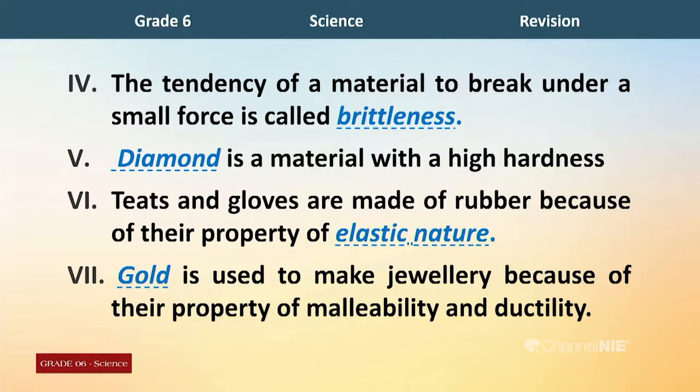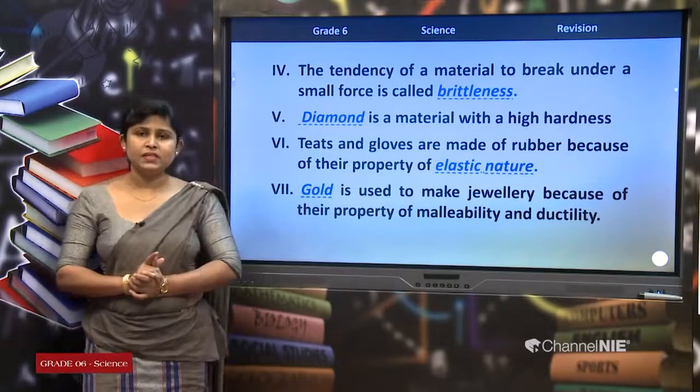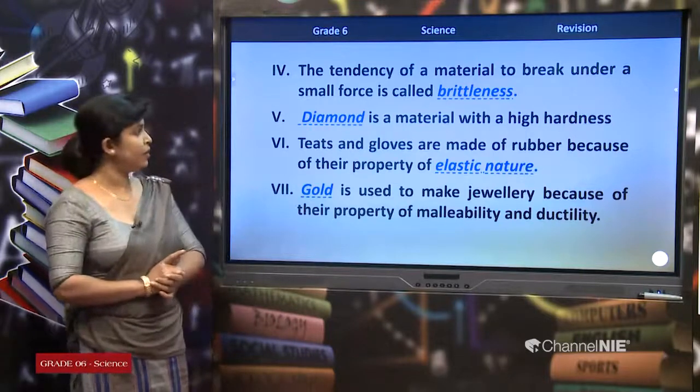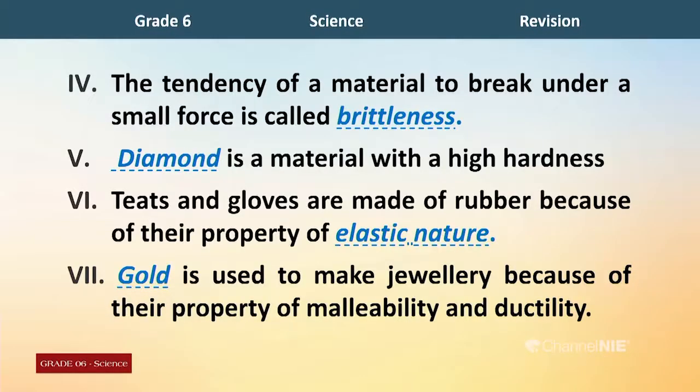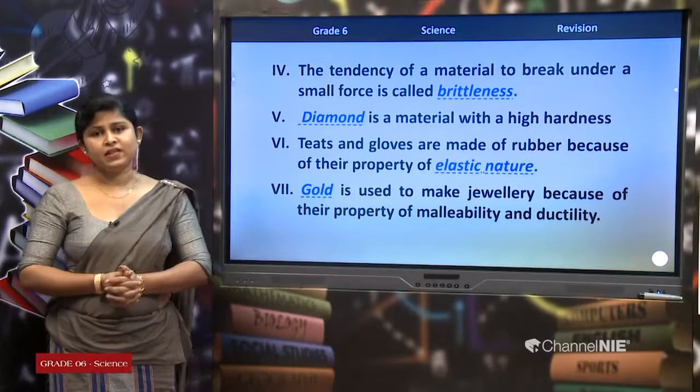Then teats and gloves are made of rubber because of their property of elastic nature. Gold is used to make jewellery because of their property of malleability and ductility. My dear children, by looking at this slide, you can see some words. The words are brittleness, hardness, elastic nature, malleability and ductility. I will explain to you what these features are.